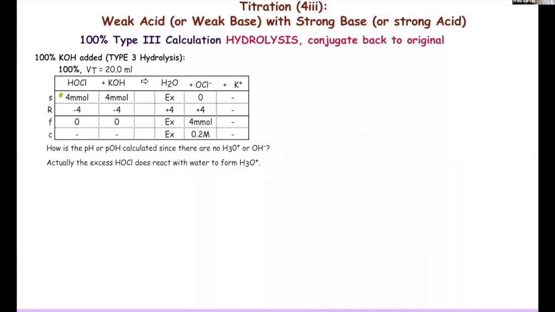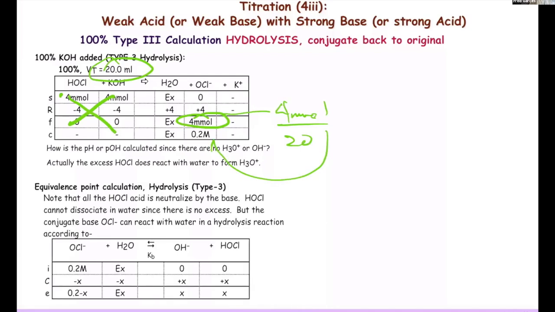All of this is annihilated. They're equal. And what you get is 4 millimoles of the conjugate that forms. In the total volume, 4 millimoles divided by 20 milliliters. See here, I'm keeping count of the volume because it's always changing in each problem. Well, that's 0.2 molar. So I can do the ICE table and use the 0.2 with Kb and solve that.